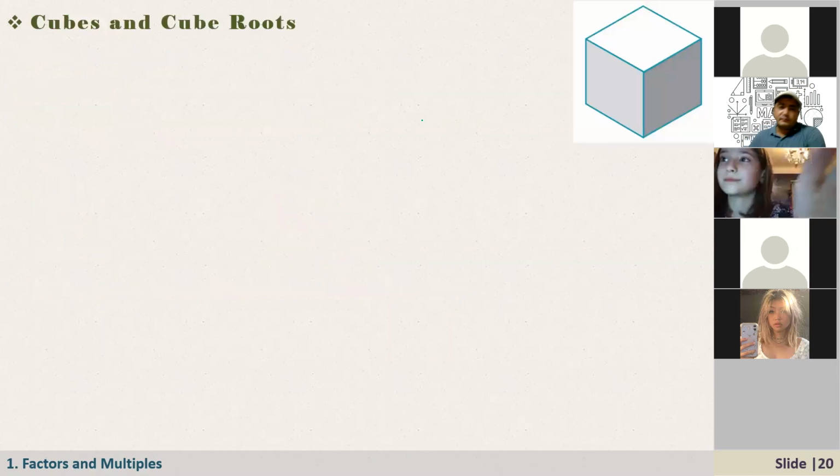All right. Now, guys, let's talk about cubes and cube roots. Okay, like square numbers, also we have cube numbers, right? So what are the cube numbers? They're just cubes of natural numbers. Like, for example, 1 cubed. It means that here we have 1 times 1 times 1. That's equal to 1. So 1 is a cube number.